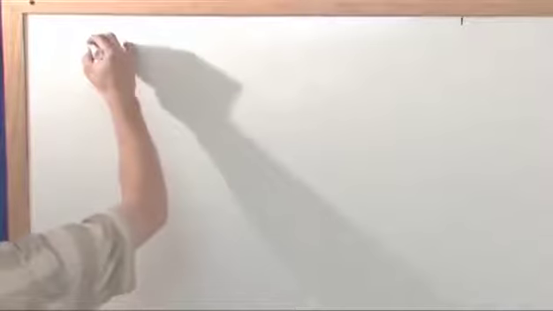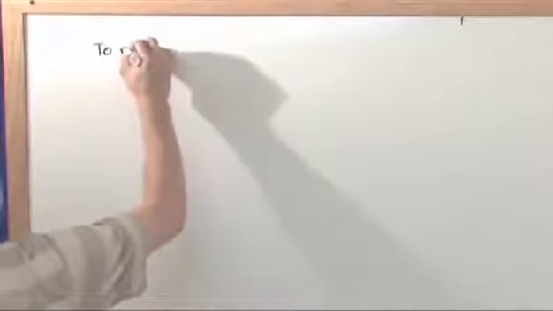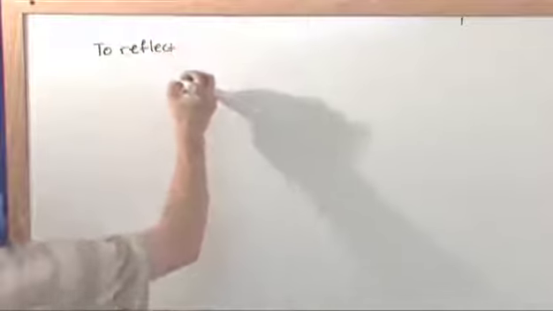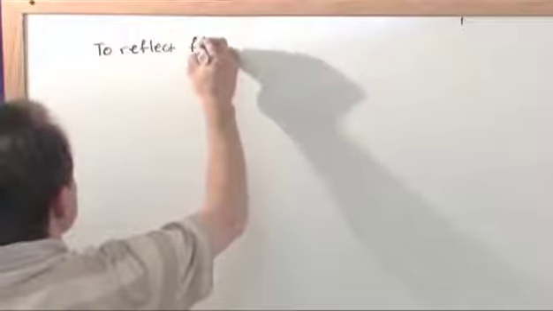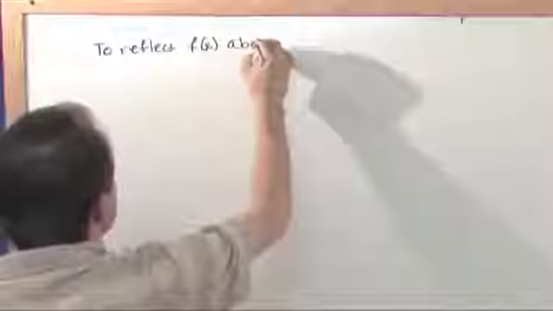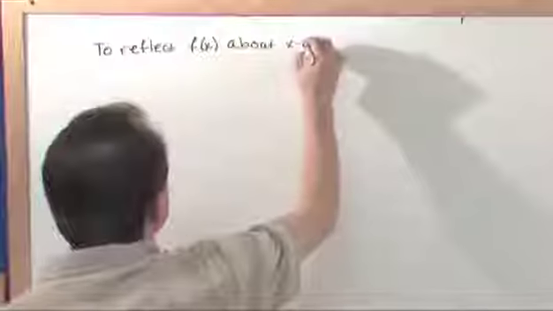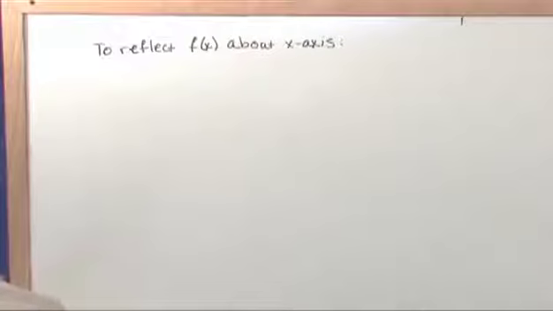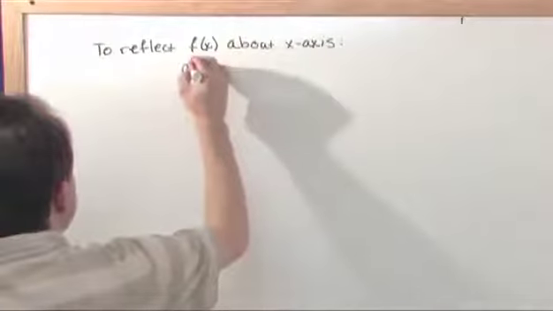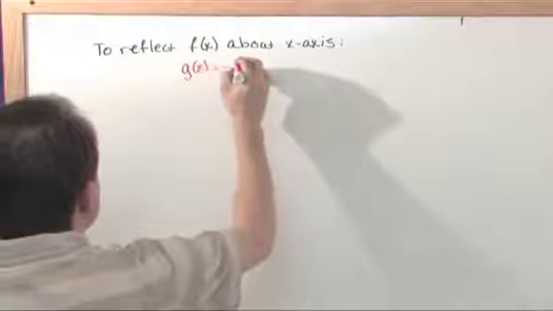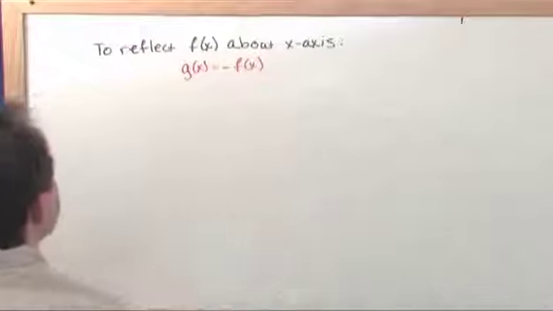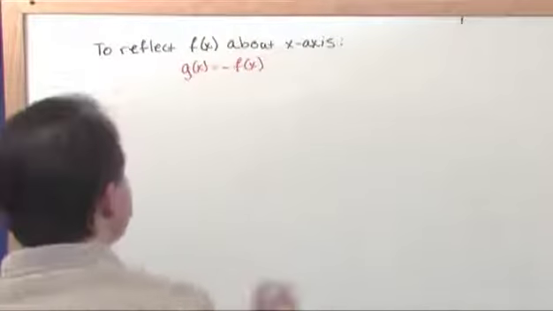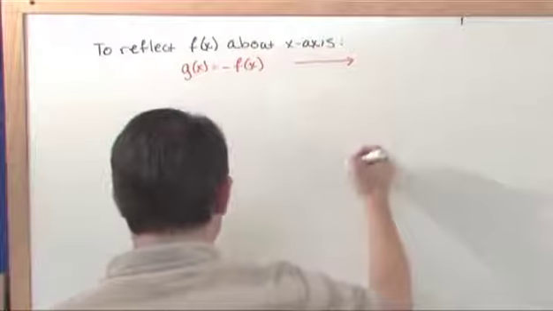So what we want to do is to reflect f of x about the x-axis, okay, then all you need to do is you need to say g of x is equal to negative f of x, okay? And let me show you why that's the case. I'll do that right over here, okay?